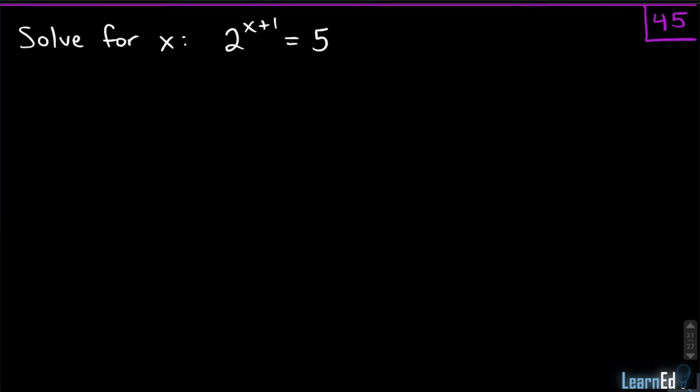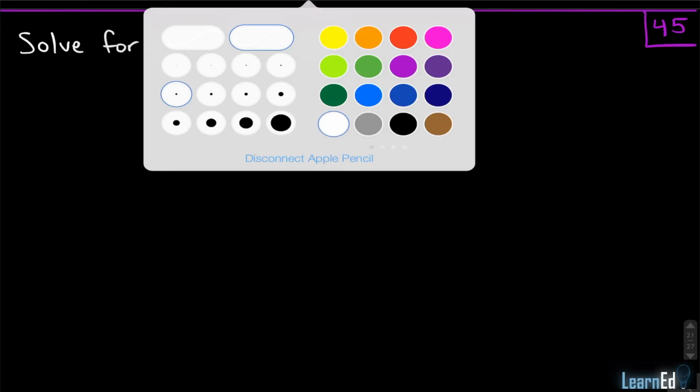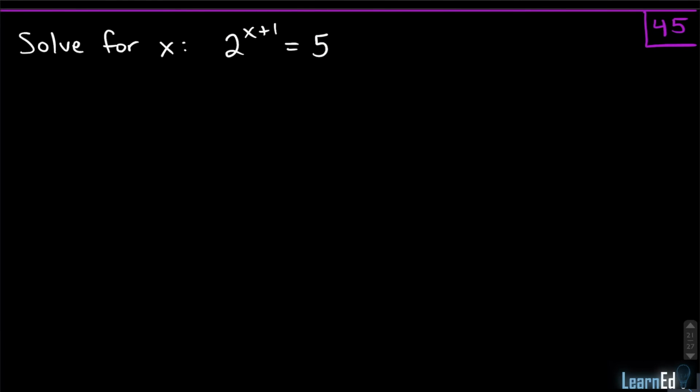For problem 45, we want to solve for x. We have 2 to the x plus 1 equals 5. I shouldn't have marked this as an exponent problem. This is actually a logarithmic problem, so we're going to start with logs now. That's my log section down below on problem 46. I didn't even label it either, so I don't know what happened with the latter half of this video.